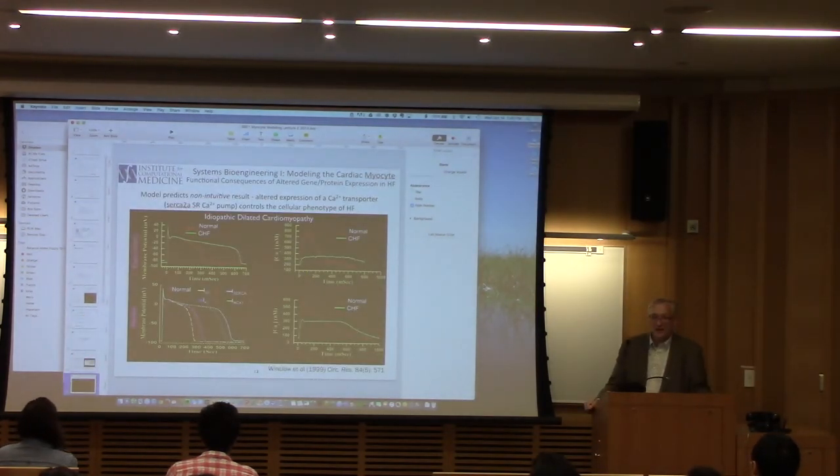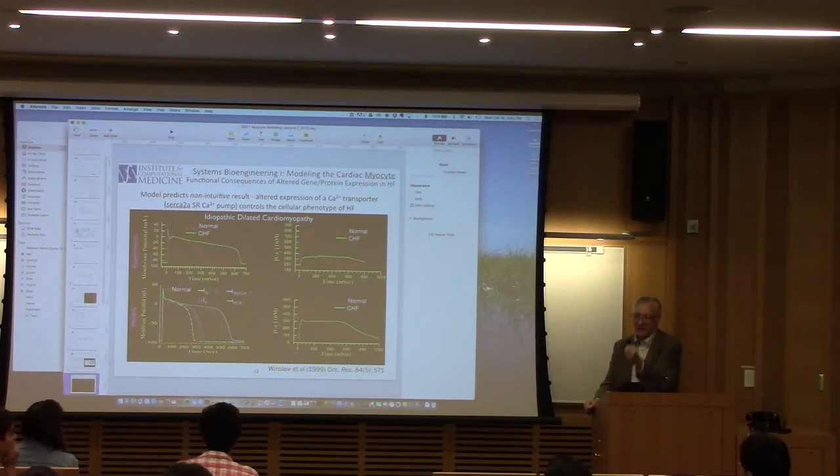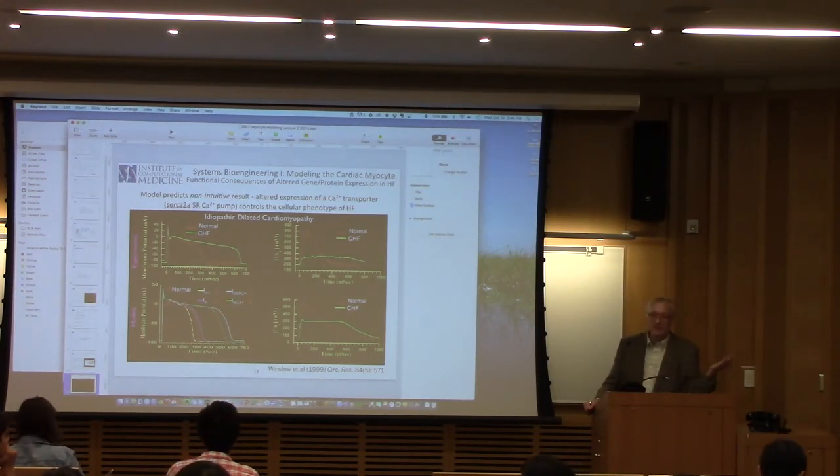So we came along and decided, let's make this quantitative, let's build a model of the canine ventricular myocyte, and let's make a model of what that cell looks like normally, and let's make a model of what it looks like in a canine model of heart failure. Let's build in these mechanisms, and let's see if this view is correct. And so that's what we did.